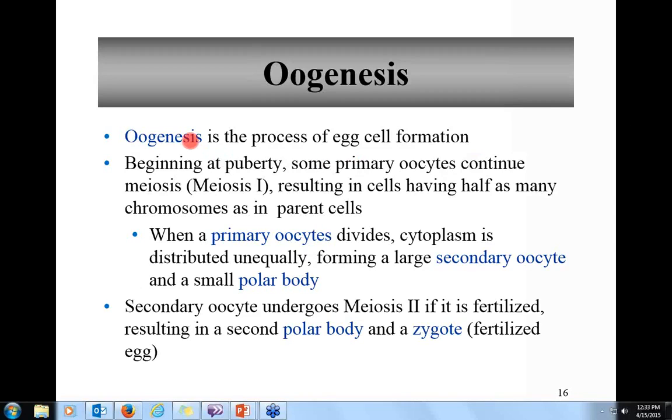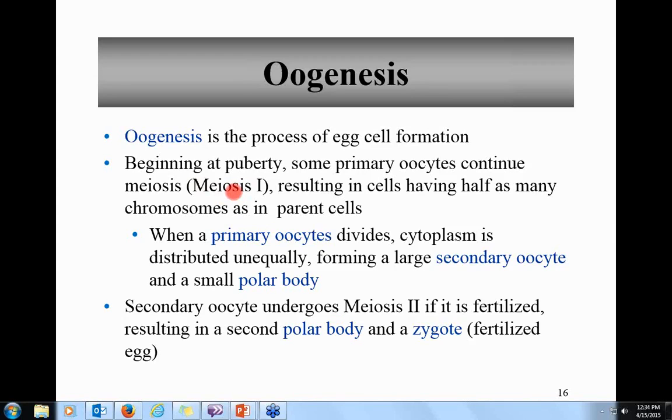Oogenesis is the process of egg formation. Again, to make an egg, meiosis is going to occur, but in females, meiosis occurs in different parts of the female's life. Beginning at puberty, so the female, when she undergoes puberty, some primary oocytes continue meiosis 1. In other words, a woman is born with all the eggs she will ever produce, and these eggs start developing at puberty.